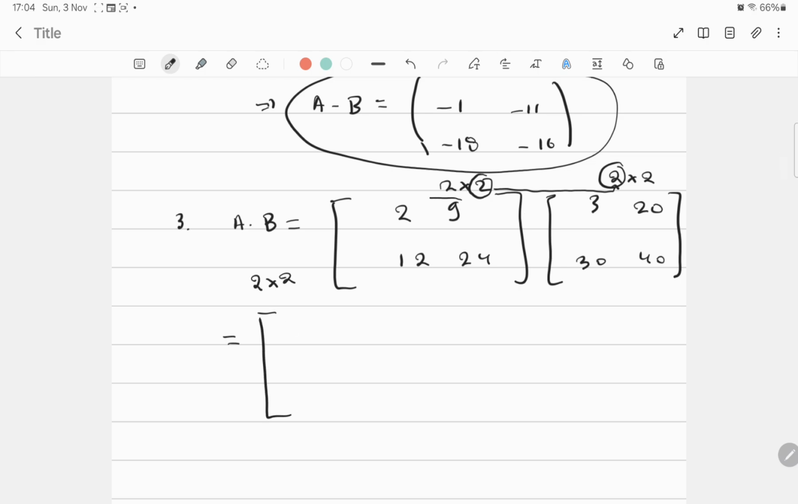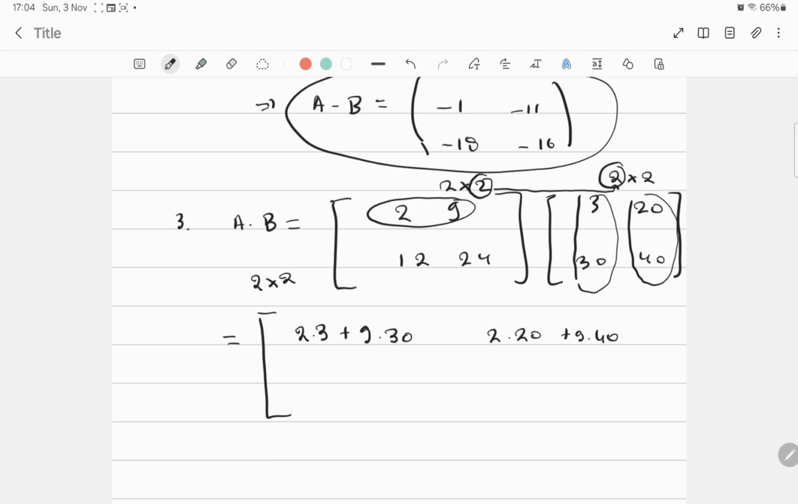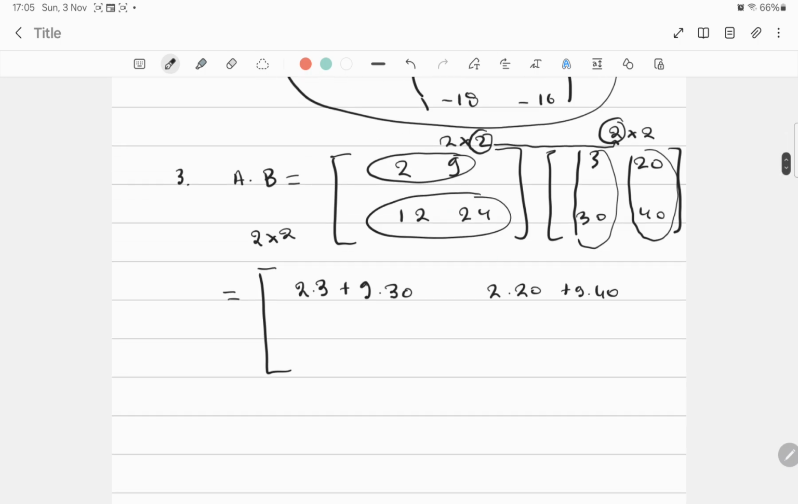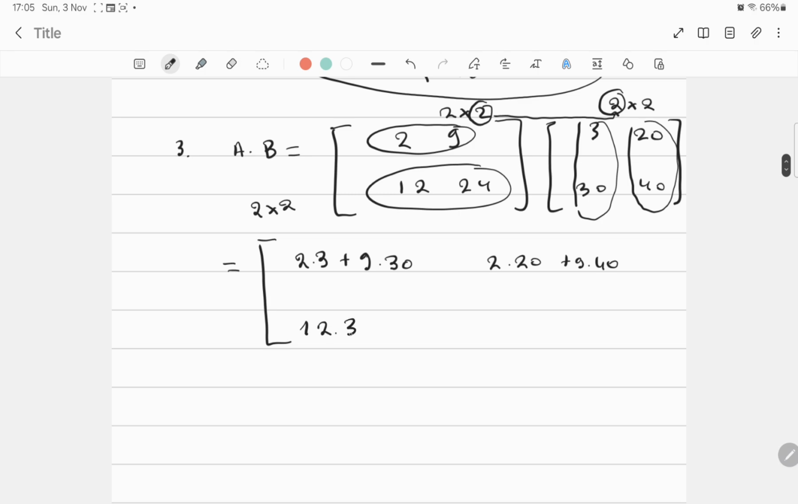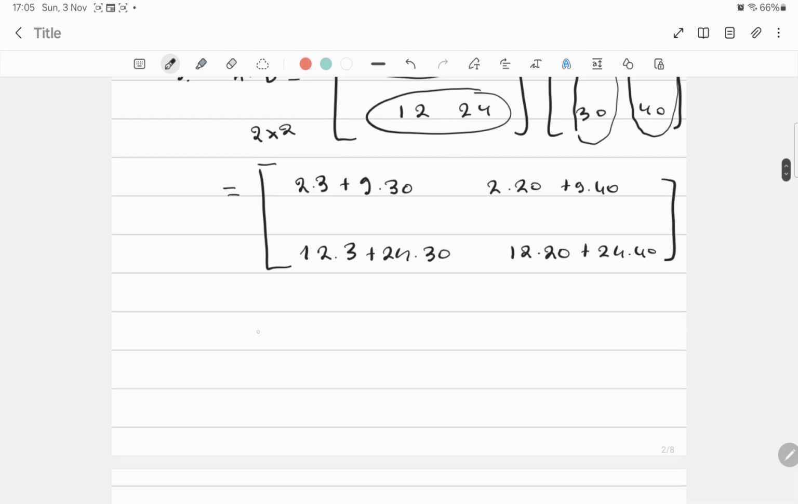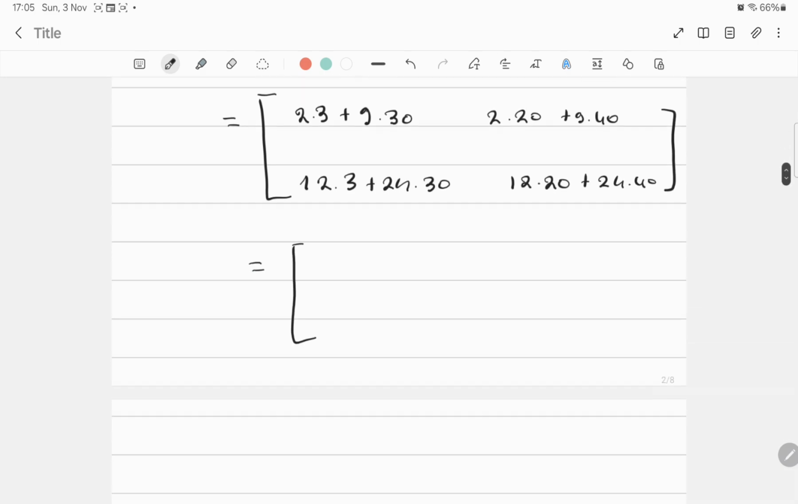And here what do we do? First row we multiply with the first column. So it's 2 times 3 plus 9 times 30. First row with the second column, 2 times 20 plus 9 times 40. The second row with the first column, 12 times 3 plus 24 times 30. And the second row with the second column, 12 times 20 plus 24 times 40. Okay, let's do the calculations.